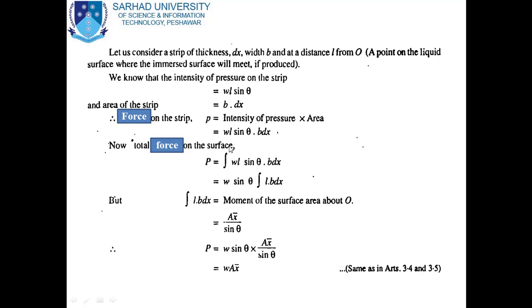Now the total force on the surface is P equal to integral of omega L sine theta b dx. Omega sine theta is constant, so we get omega sine theta integral L b dx. But the integral of L b dx is equal to the moment of the surface area about O, and is equal to A x bar divided by sine theta. Putting this value here, we get the total force on the surface P equal to omega sine theta into A x bar divided by sine theta. Sine theta cancels out with sine theta and we get P equal to omega A x bar, which is the same as in the previous cases when the surface is immersed horizontally and vertically. So the total force in each case is P equal to omega A x bar.